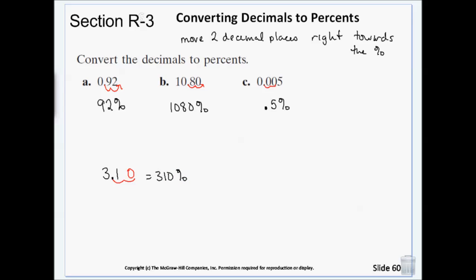Now, when you have whole numbers, you get over 100%. 100% is the same thing as 1. So if you're going to have a percent bigger than 100, that's because you had a whole number. That's just kind of a nice little check for yourself. Like here, 0.92, that was less than 1, so we're less than 100%. 10.8 is greater than 1, so we're over 100%. Just ways to check yourself.